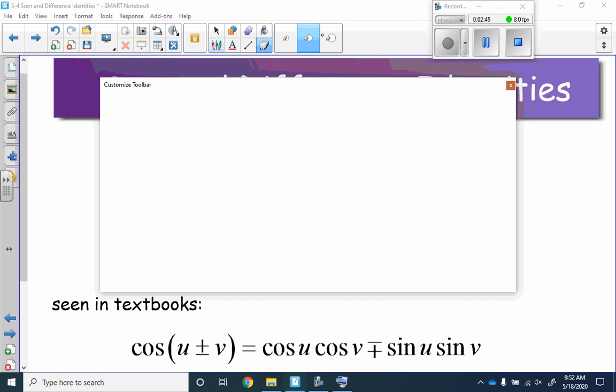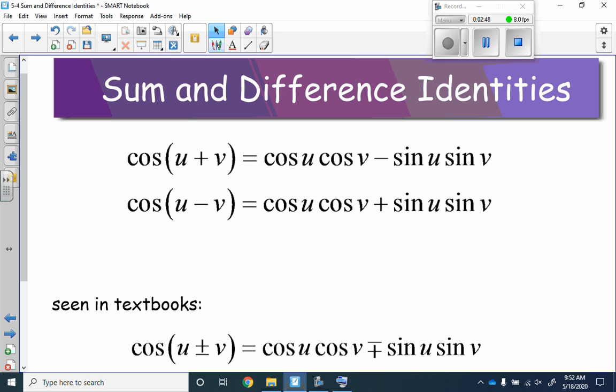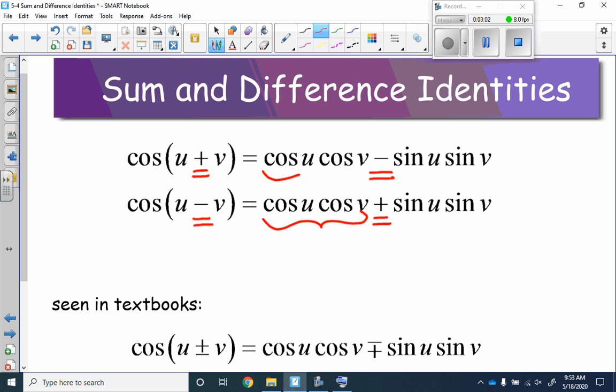Notice this is the cosine of the sum between the two, and notice that's using subtraction between them. Cosine of the difference, notice that's using the addition. And then when you look at the first part, you're taking the cosine of the first angle times the cosine of the second angle.